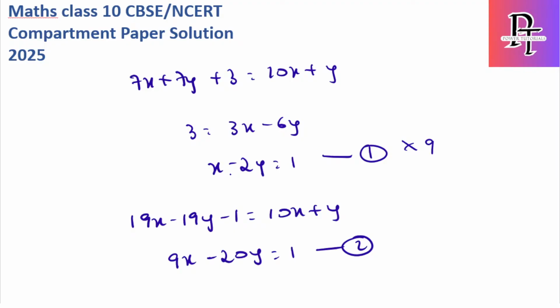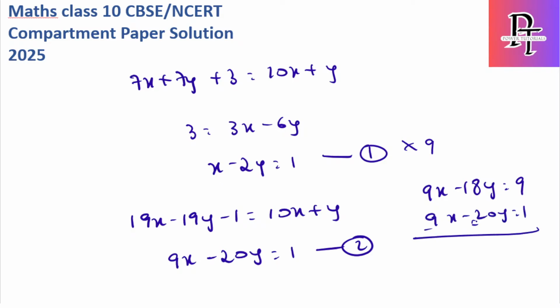So 9x minus 18y is equal to 9 will be the first equation now. Write it here: 9x minus 18y is equal to 9. The second equation is 9x minus 20y is equal to 1. So just minus, plus, minus. So we'll get 18 minus 20, which is minus 2y is equal to 8.